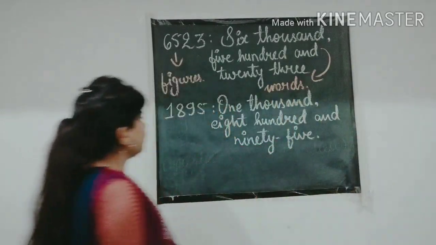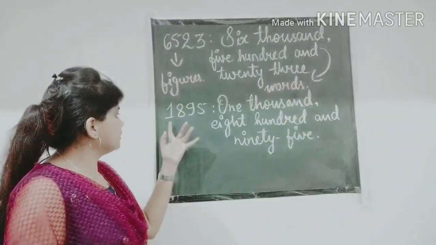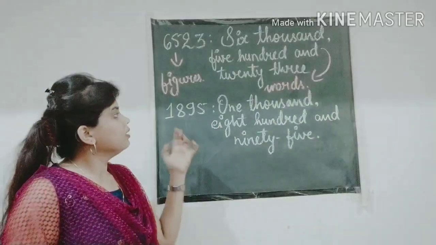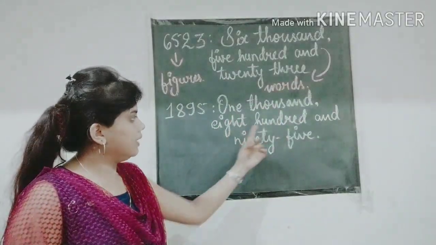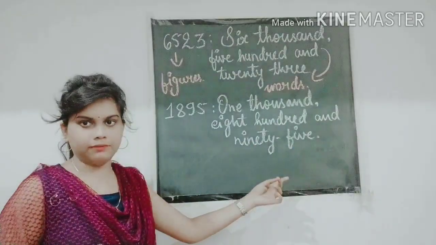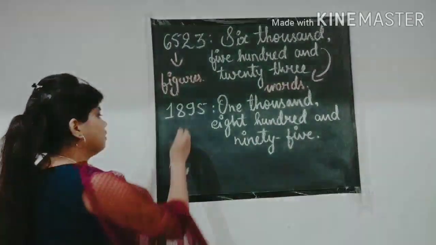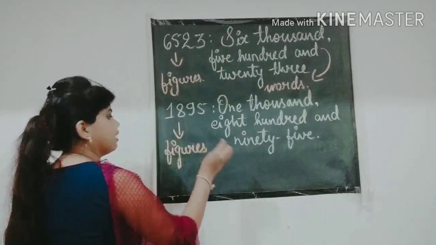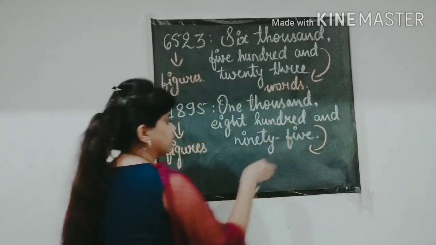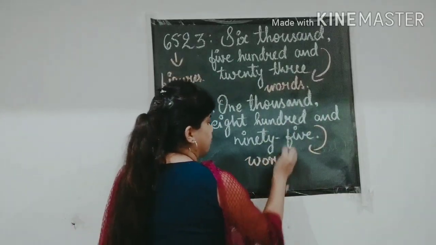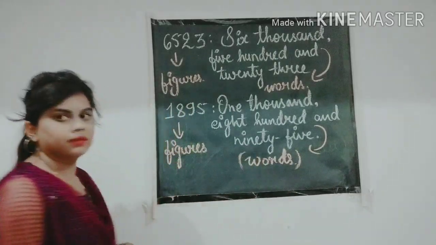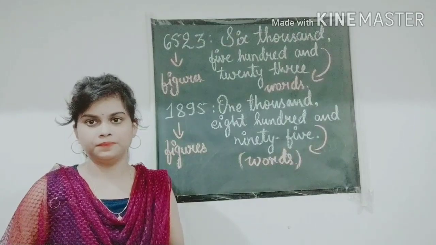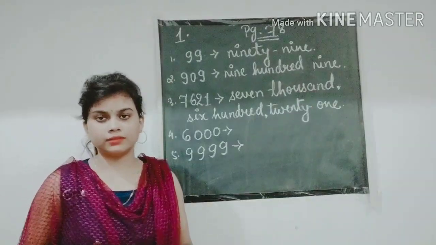Right? Take another example. For example, 1,895. The number name for this is one thousand eight hundred ninety-five. Right? This way you have to write the numbers in figures, and this way you will write the numbers in words. Right? This is just for your recall. You already know all these things. Yes? Okay, now these are your exercise questions.